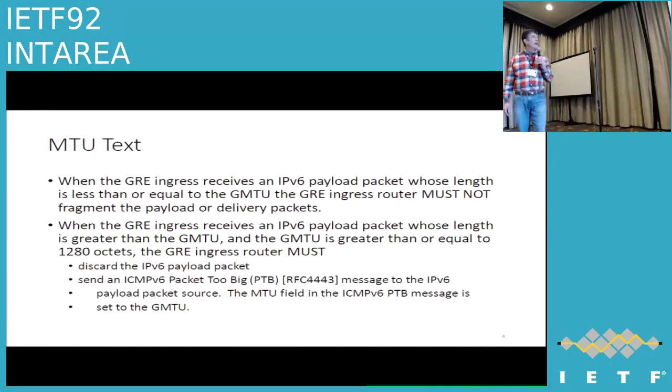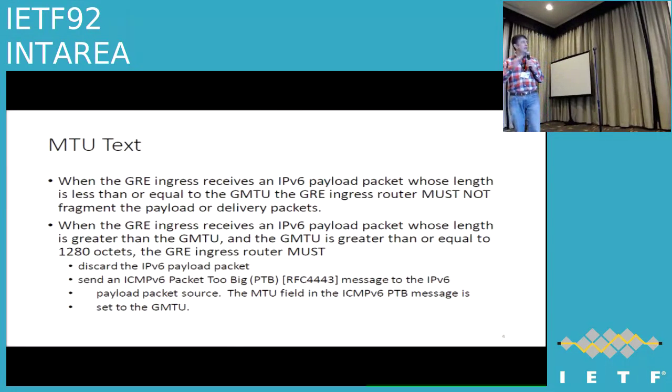Now, when the GRE ingress receives an IPv6 payload whose length is greater than the GMTU, it means fragmentation has to happen, and the GMTU is greater than or equal to 1280 octets, the GRE ingress router must discard the payload, send an ICMP PTB back to the origin, and, whoops, those bullets shouldn't be there. And the MTU field should be set to the GMTU. So what it's saying is, in that nominal case, where the GMTU, the MTU across the tunnel, is greater than 1280, drop the packet, send an ICMP PTB back to the source.